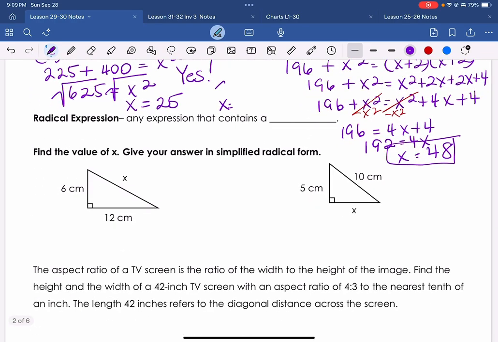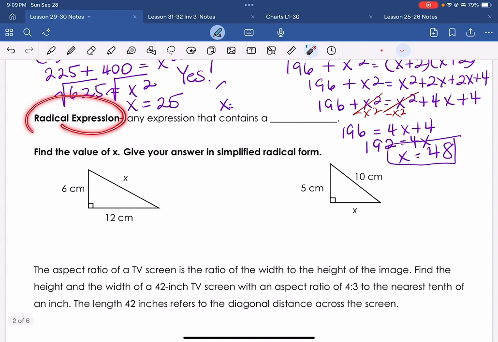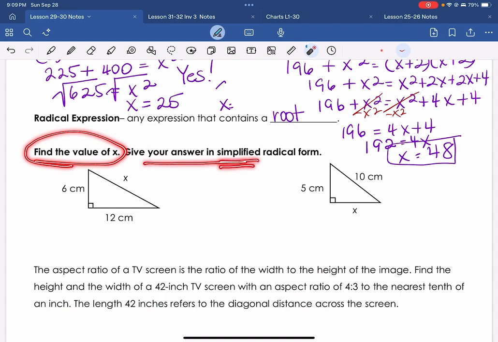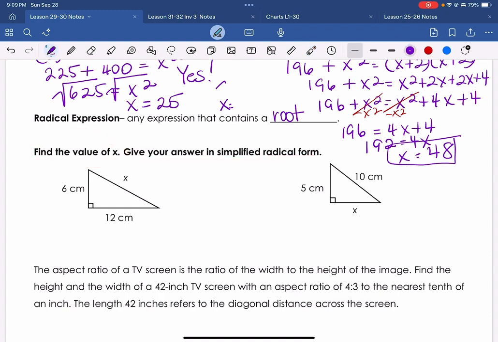All right, moving on to radical expressions, when that's not a beautiful number. It's any expression that contains a root, so like a square root. Sometimes it's cubed root. Down here it says find the value of x, give your answer in simplified radical form. So these are not going to be triples. They're not going to be beautiful numbers. But we're going to solve them the same way nonetheless.